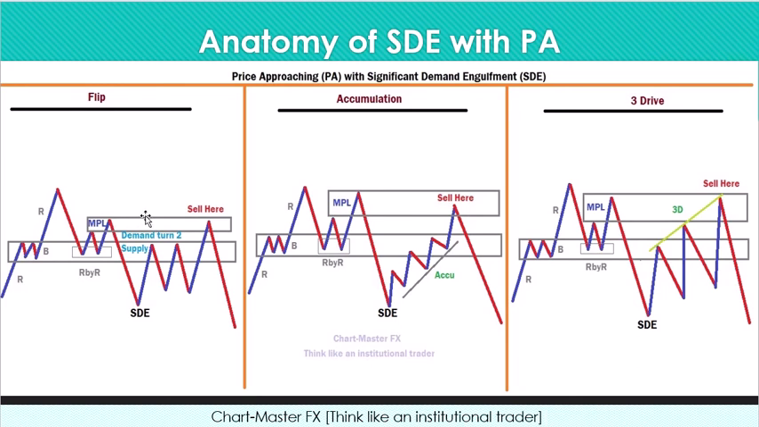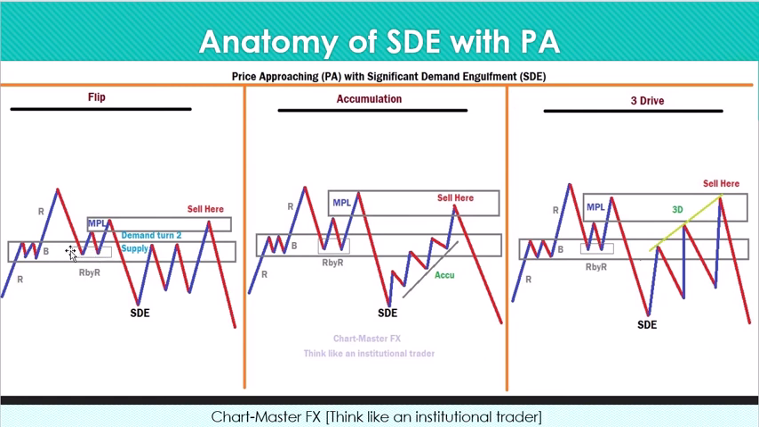So in this flip, guys, you can see that the market is coming from a rally base rally, and on this rally base rally, we can see that the price came back to this base. Once the price came back to this base, it went up and it went down. Once it went down, it actually went up again, formulating an MPL, and finally it engulfed the base.